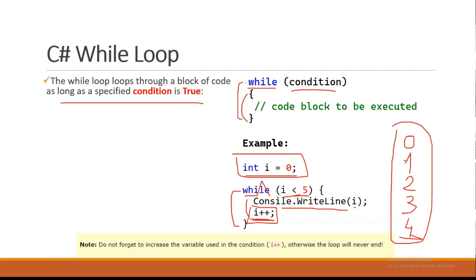Here, with i++, sometimes we need to increase the value, or sometimes we need to decrease the value one by one, or by whatever value you are going to define. And it's very important. If you forget it, the loop will never end. It means that an infinite loop will happen, and our application will not stop. And of course, an infinite loop is dangerous in software development.